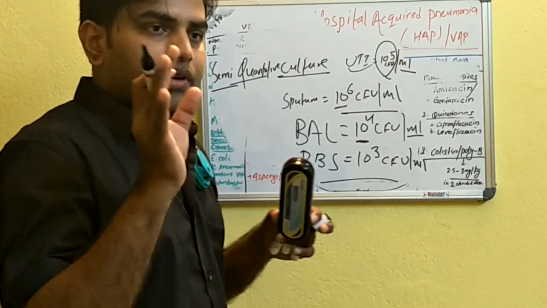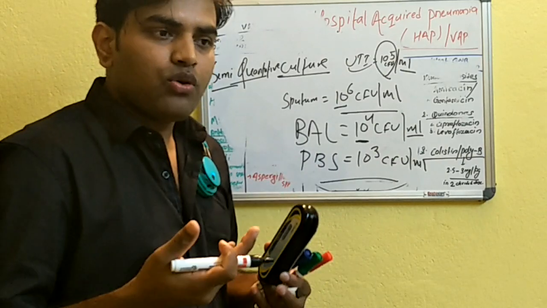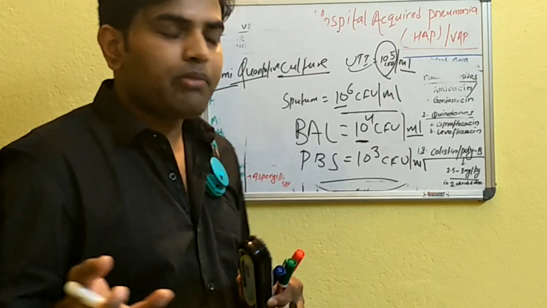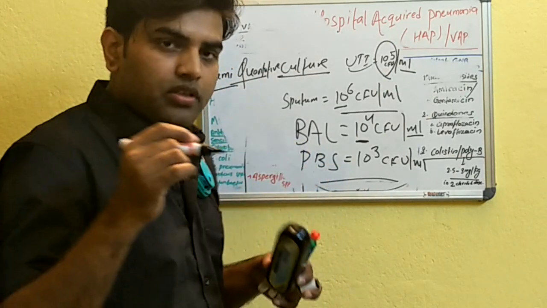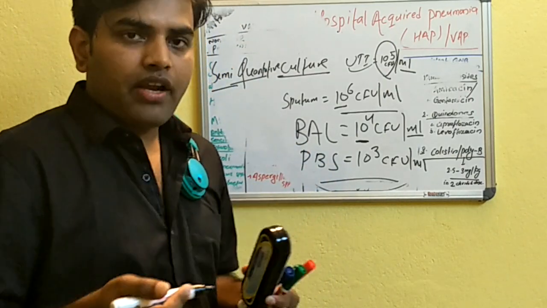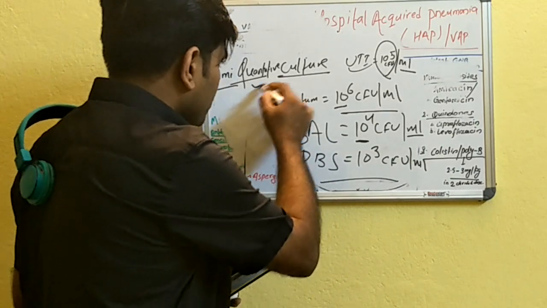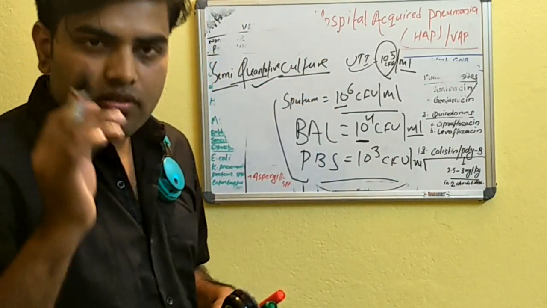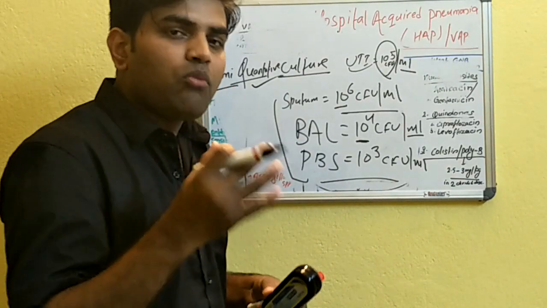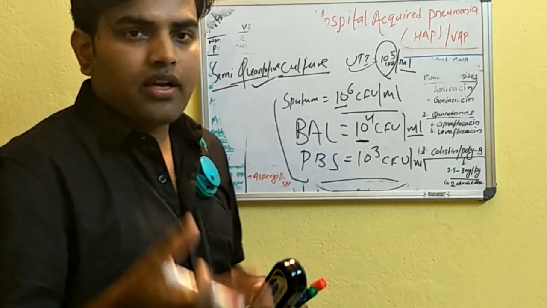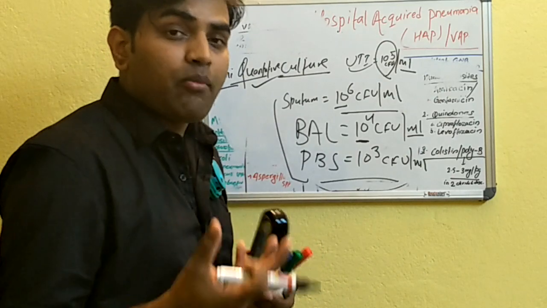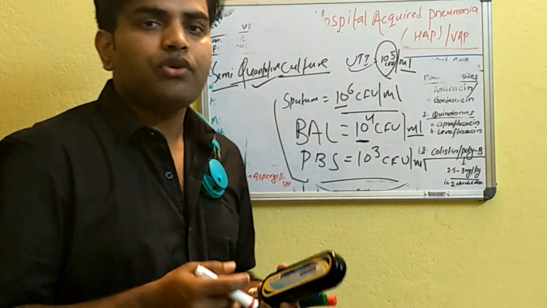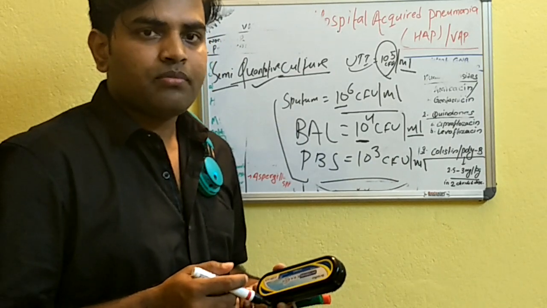So, if you are having a dilemma, if normal flora is growing in your culture and guiding you to wrong treatment, then you must consult your lab and find out about this semi-quantitative culture, the total colony count, how much total colony count is growing in the culture plate per 1 ml of the sputum. It will really help you in managing the patient.